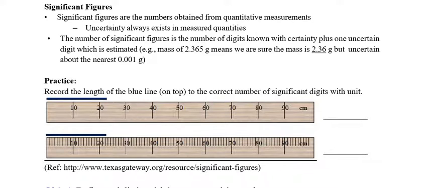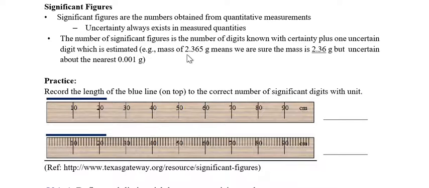So let me give you an example of what that looks like. Significant figures are numbers that we get anytime you measure something. That's what I mean by obtained from quantitative measurements. And there's always uncertainty. Anything that you measure, there are always limits to how accurately we can do that. So the number of significant figures is the number of digits known with certainty plus one uncertain digit. I know we're saying a lot right there, but let me give you an example of what that means.